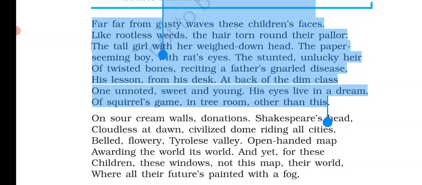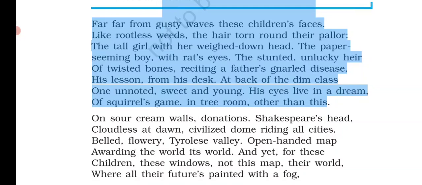Then there is a boy who is so unfortunate that he's actually the victim of a genetic disorder. He has got gnarled bones, which means twisted bones. It means his growth is stunted, it is stopped. Most of the children inherited lots of property from their father, but this child is so unfortunate that he inherited this disease from his father, right? And he's actually reciting his lesson from his desk in a very weak and feeble voice.